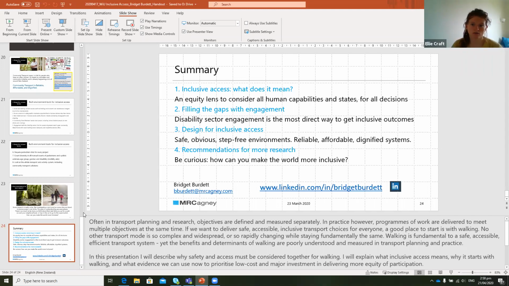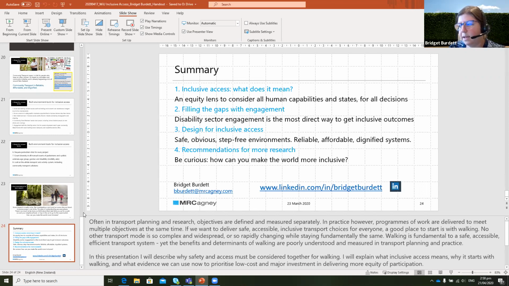We don't even look at it from the outset of, well, why are we doing this project in the first place? Or we don't have an activity class in our funding for inclusive access projects to lift our cities up in a step change to be more inclusive. It's kind of a byproduct of other projects.